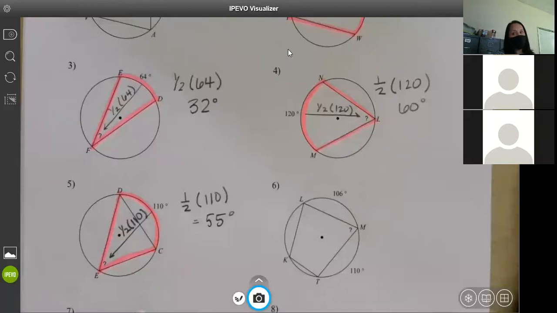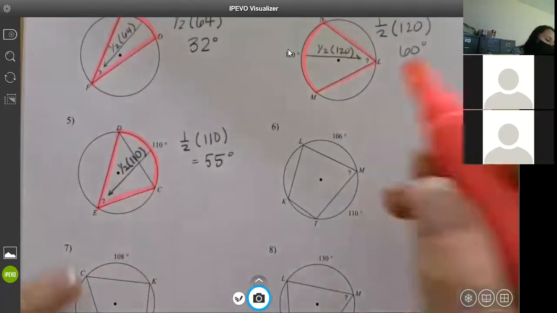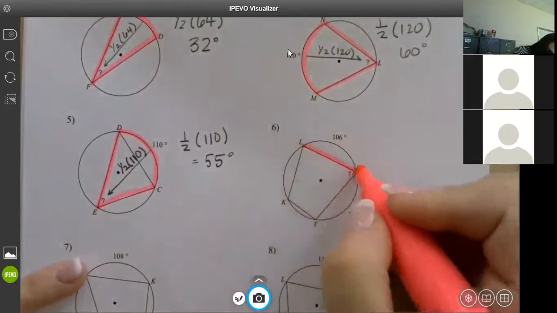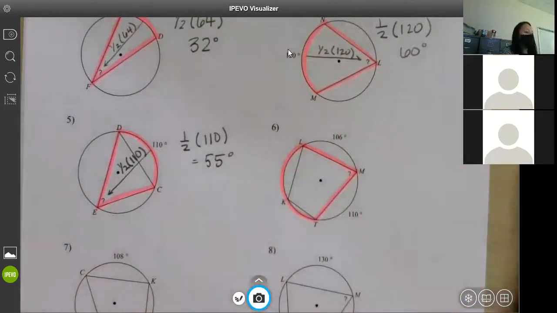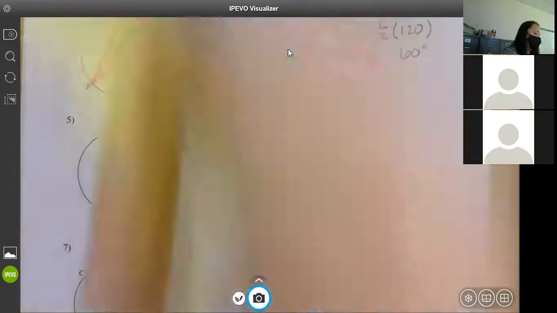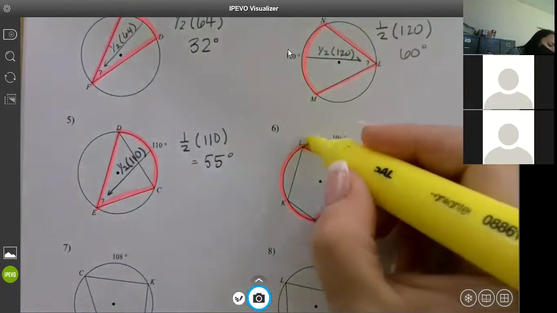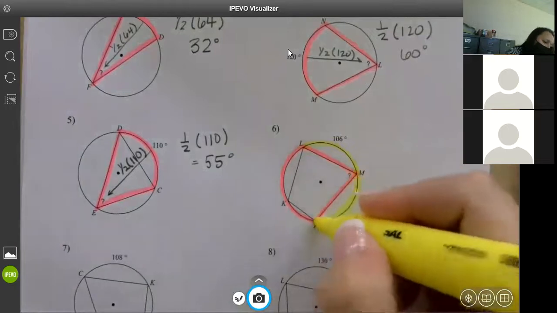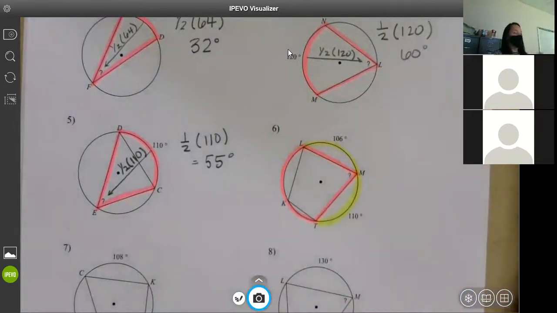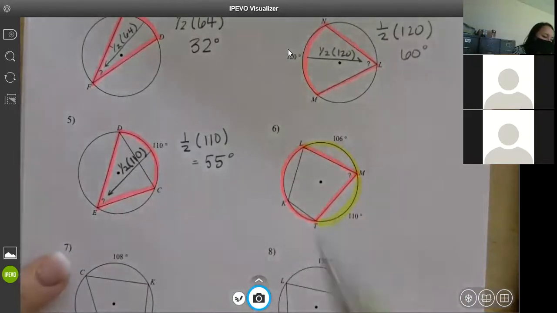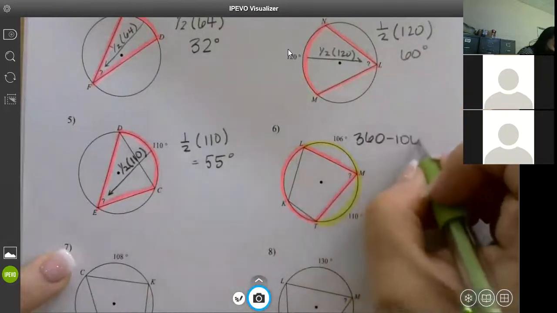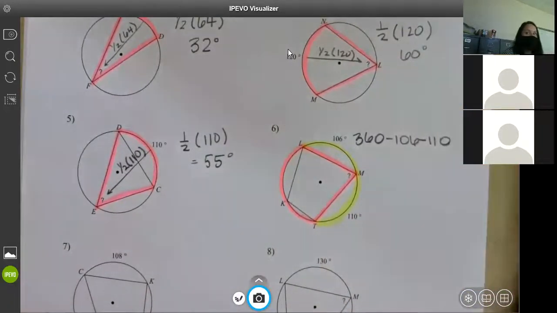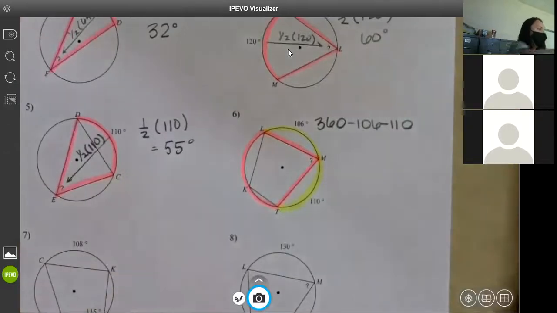So then you get to ones like this, where we want this angle, but we need this arc. The thing is, take what you remember from yesterday. We know that the yellow arc is 110 plus 106. How much is a full circle? 360. So a full circle is 360. I don't need the 106 and I don't need the 110. So I'm going to subtract that off.